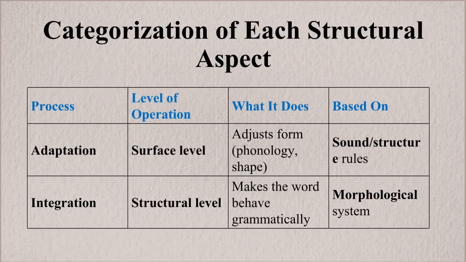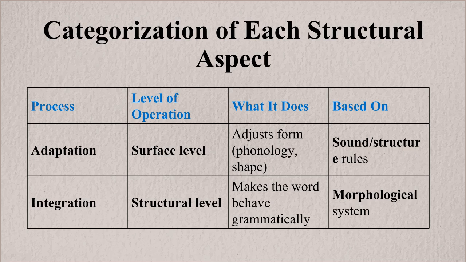Let's take a look at this table. It categorizes each of these structural aspects. Morphological adaptation refers to the adjustment of a borrowed word at a surface level so that its form conforms to the phonological and morphological patterns of the recipient language. Such adjustments may involve changes in pronunciation, syllable structure, or word shape to satisfy language-specific constraints.